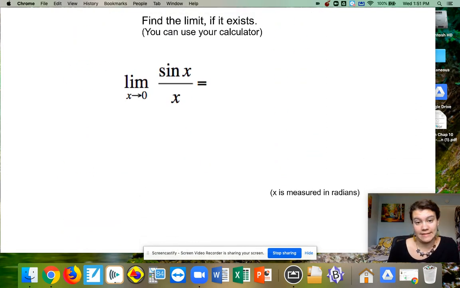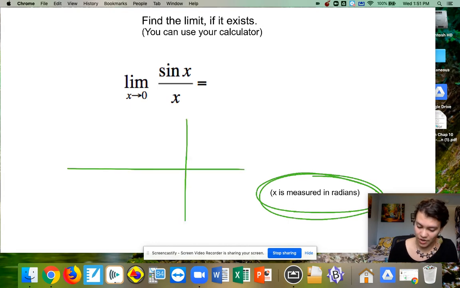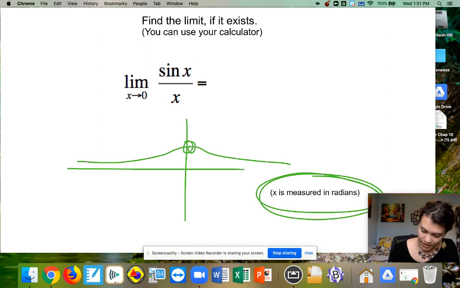All right, so I want to find this limit. Use your calculator for this one. Make sure that you have it in degrees, otherwise it will graph it wrong. So if you graph this, you should get something like this with a hole right here. And this is 1. So if we look at this limit from each side, we're going to get 1 for the limit.